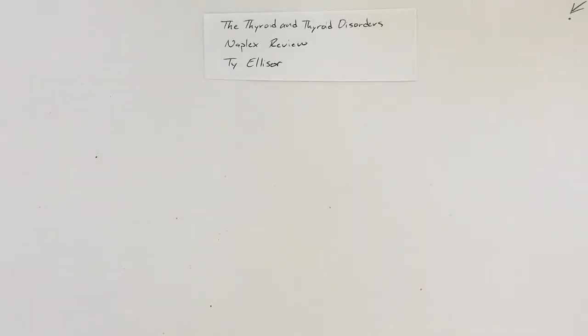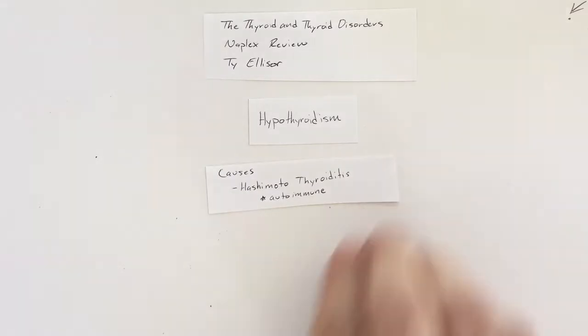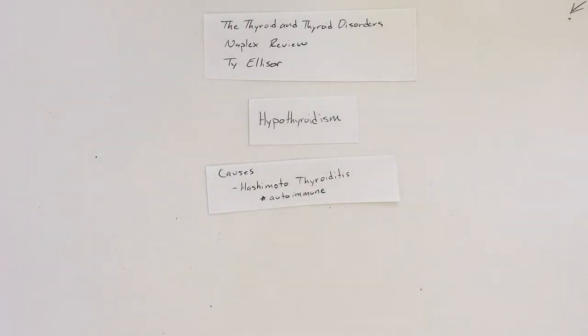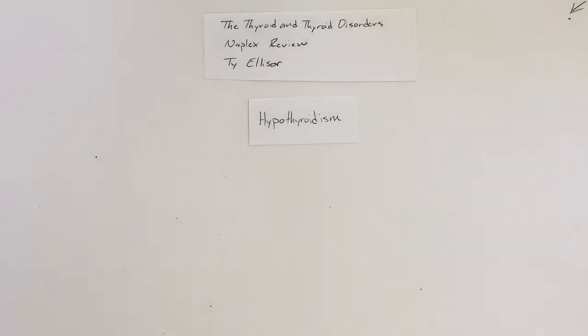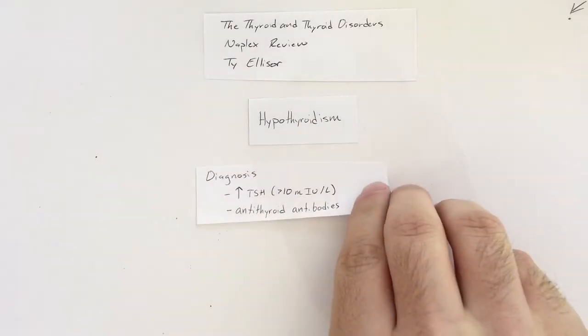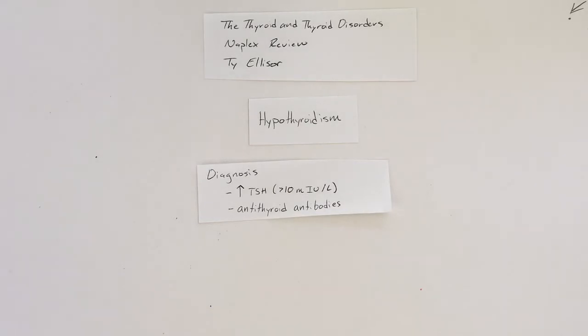All right, the first disease state we're going to talk about is hypothyroidism. There can be several causes of this, but one of the main ones is Hashimoto's thyroiditis, which is an autoimmune disease. So to diagnose hypothyroidism, we're going to look at a blood test, and they test for TSH, and you're looking for levels of above 10 milli-international units per liter, and we'll also test for antithyroid antibodies.